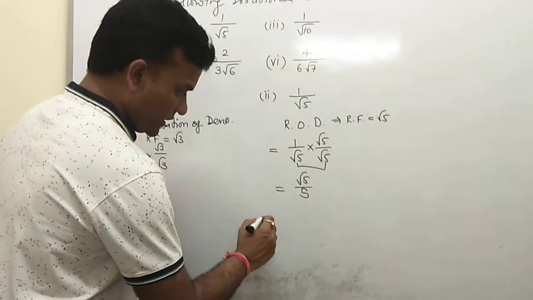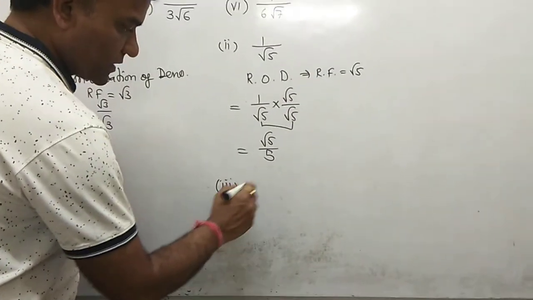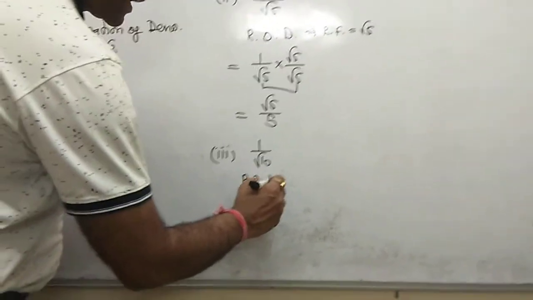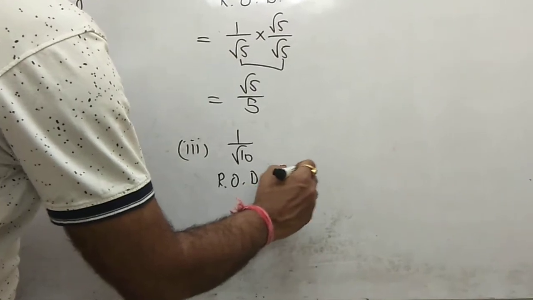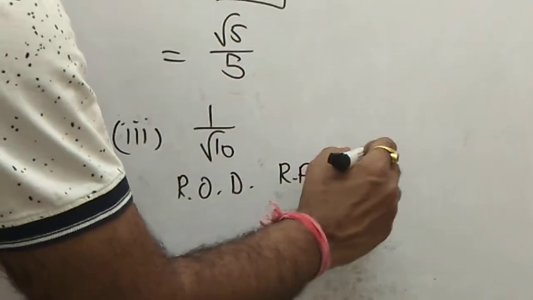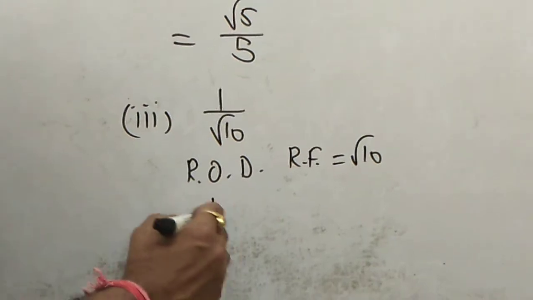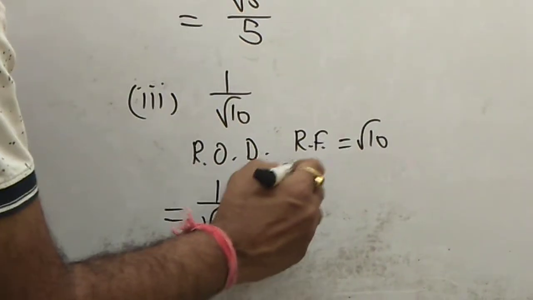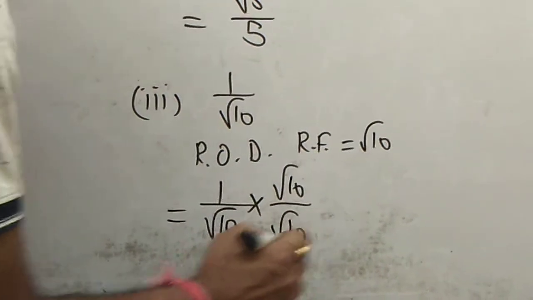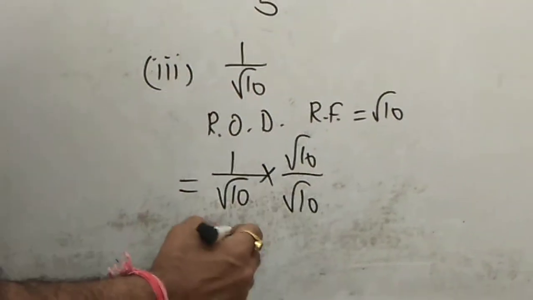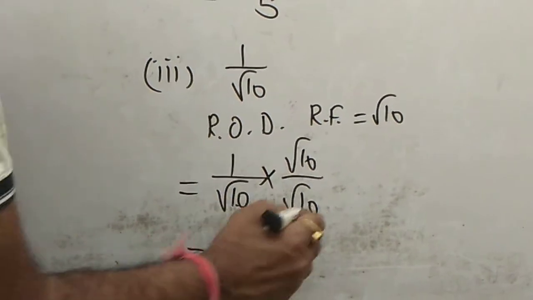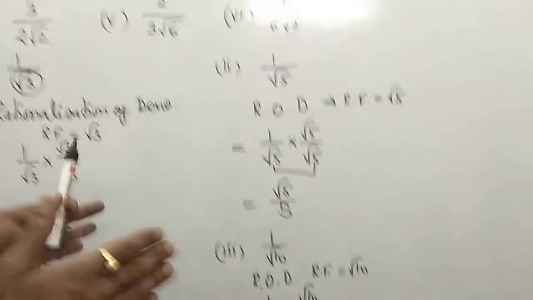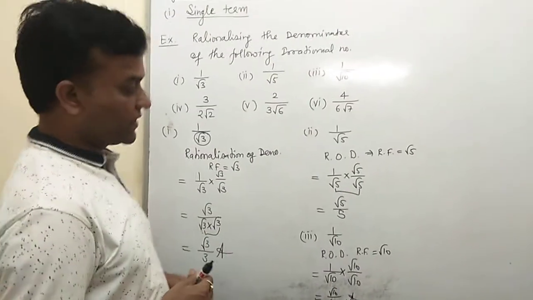Okay, again here we consider example 3. The same question is given, 1 by root 10, and now ROD, rationalization of denominator, and you write down its RF, which is root 10. So again there is no change in the concept or in the process. You do the same, root 10 by root 10, because again we multiply by identity. Root 10 times root 10 is 10. So you have the answer, because again your denominator is free from the irrational number.